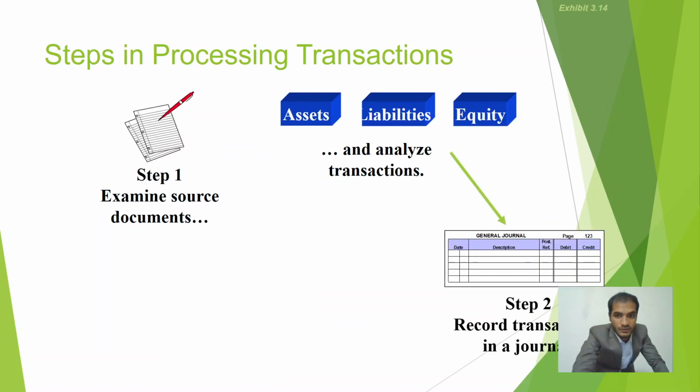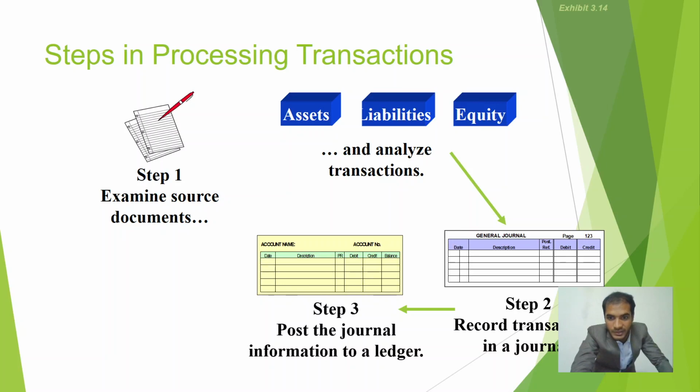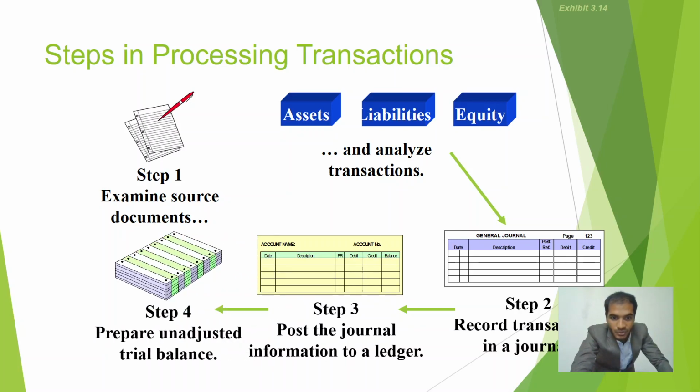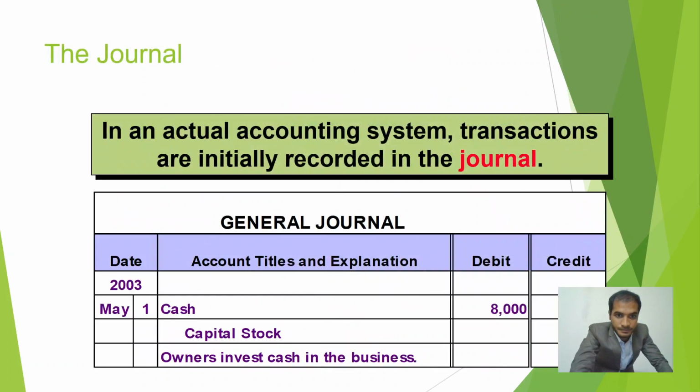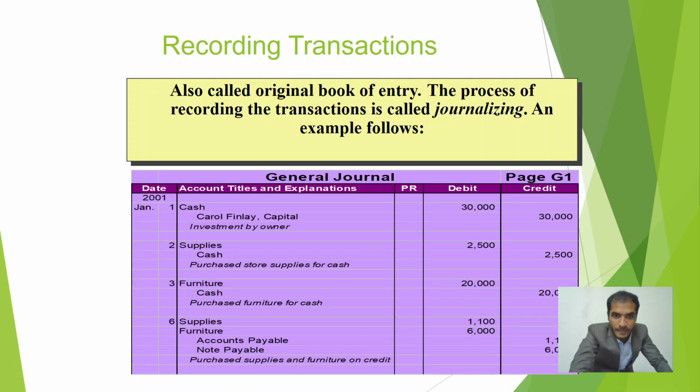Step one is analyze transactions. Step two is record the transaction in the journal. Step three, post the journal information. Step four, prepare and adjust the trial balance. Recording transactions is also called the original book of entries. The process of recording the transaction is called journalizing. An example follows in the general journal, which we write below.